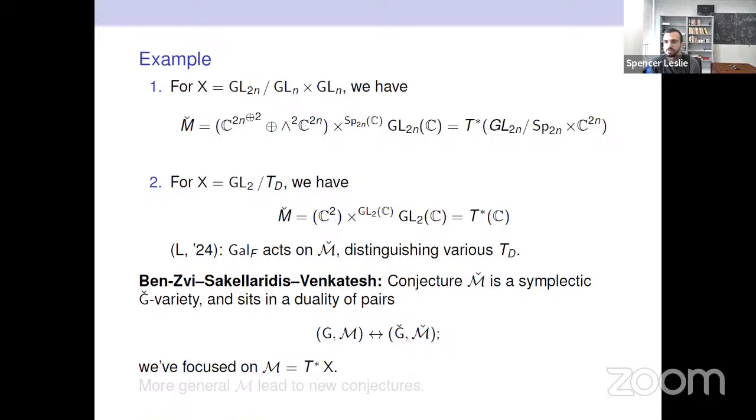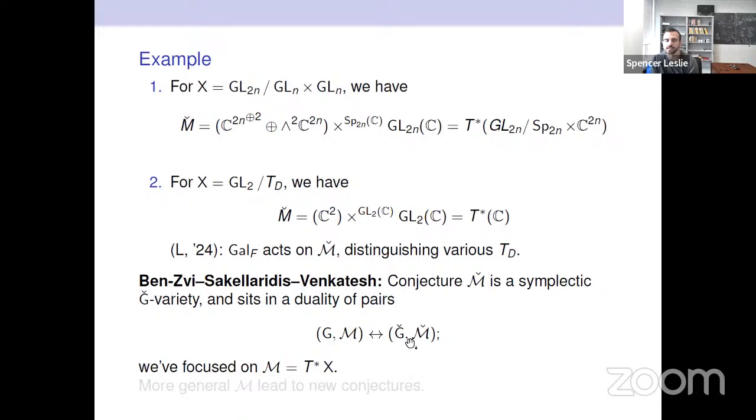They conjecture that for any period, under appropriate assumptions, the technical term is hyperspherical, the variety that we've described is actually always going to be symplectic, and in particular sits inside an extension of Langlands duality, where here we have a pair, a group G and a so-called Hamiltonian or symplectic G variety, and that is dual to a pair of the group G check and a Hamiltonian variety for the dual group.